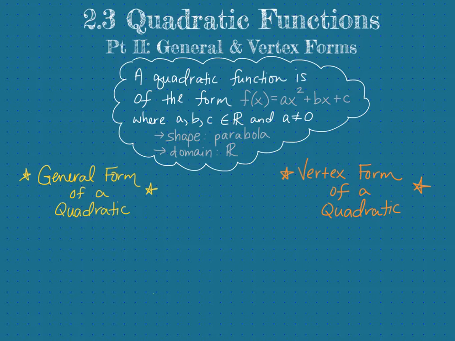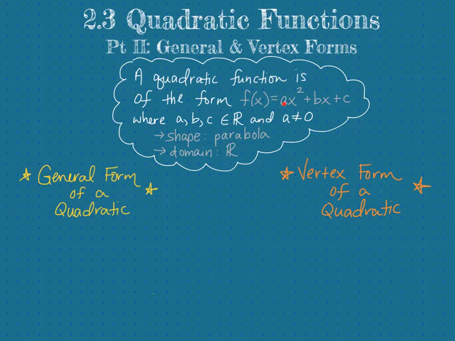What is a quadratic function? Hopefully we know this by now, but a quadratic function is one of this form, ax squared plus bx plus c. Here, this is saying a, b, and c all have to be members of the real number system. So they have to be real numbers, a, b, and c. And a cannot be 0. Let's think about why not.